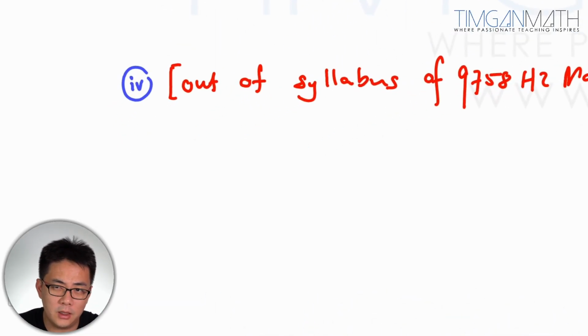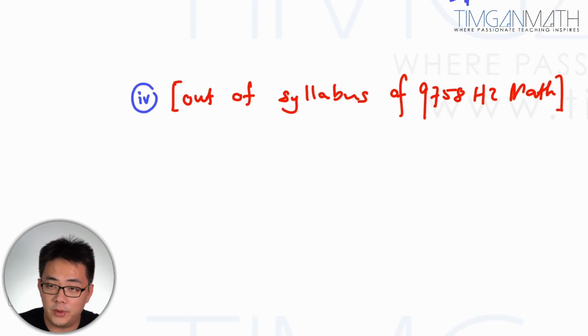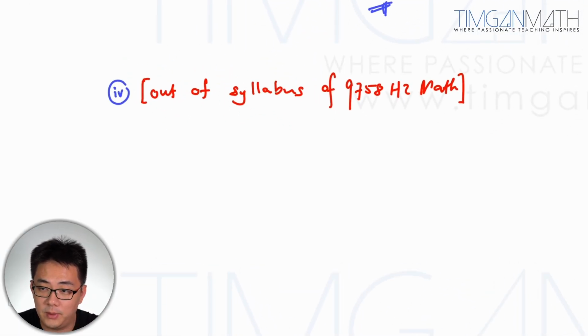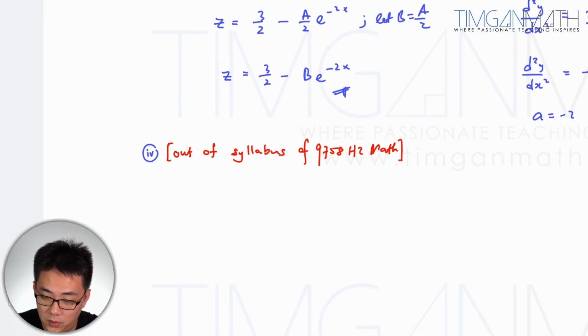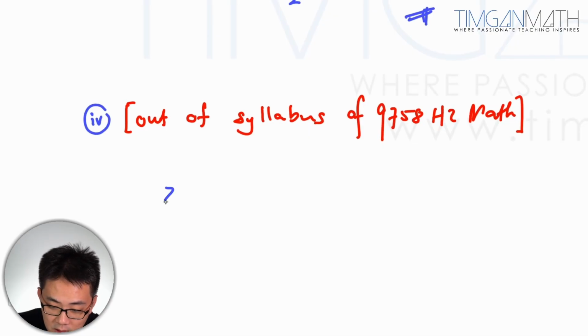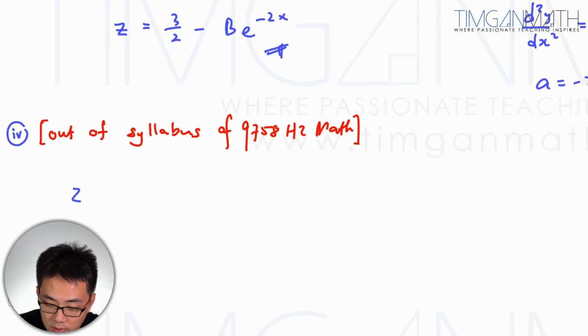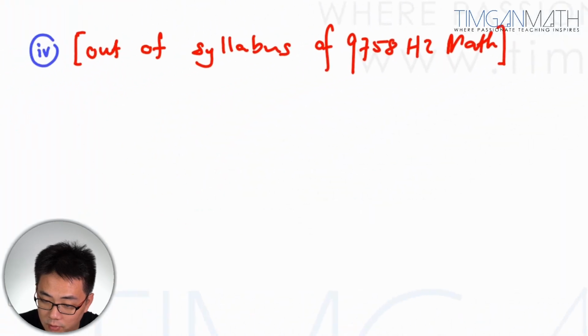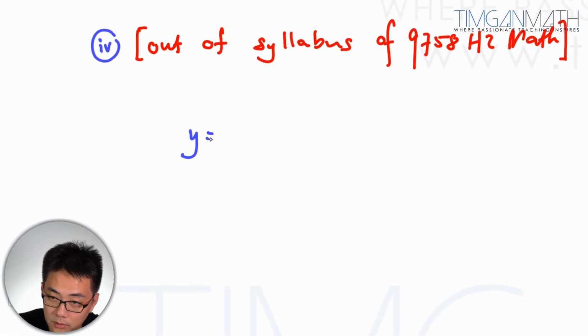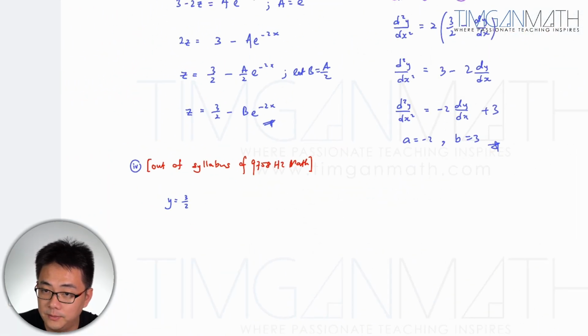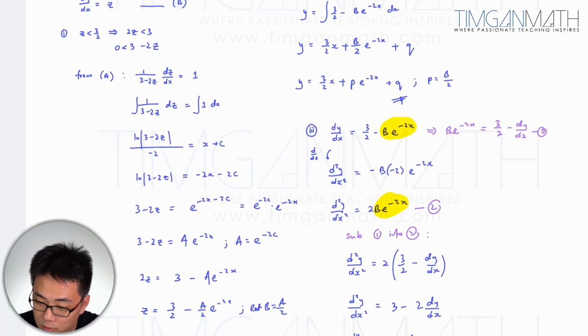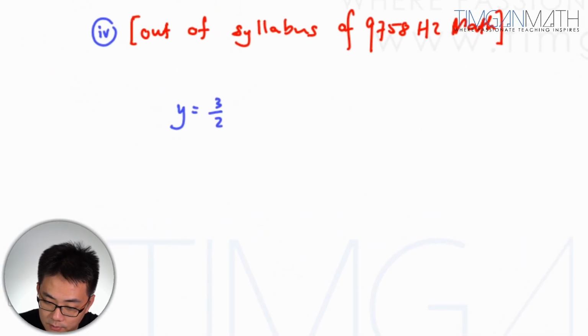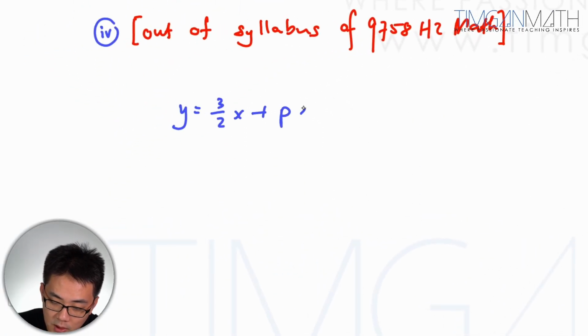So this part here is not that difficult per se. The result in part 1 represents a family of curves. Some of the members of the family are straight lines. Write down the equation of these lines, right? So y is given as y equals 3 over 2x plus p e to the power of negative 2x plus q.